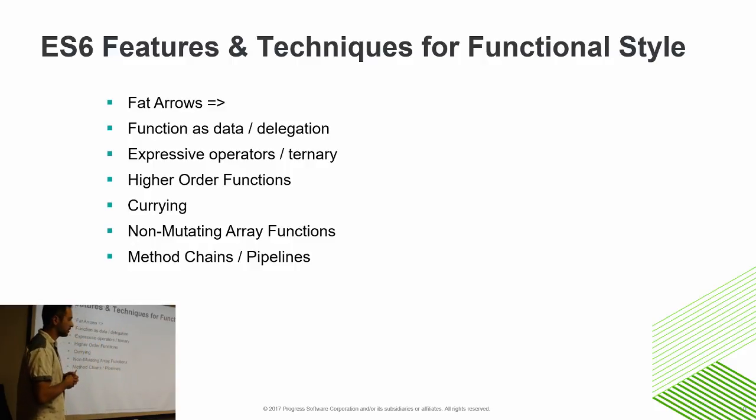Currying, we'll go over what that is in an example. It's a little bit hard to explain without some visuals, but we'll go over that as well. And then in ES6, we got a lot of non-mutating array functions. So we have things like filter, reduce, and map that were added officially and supported throughout all the browsers. So we'll go over some details on what those do.